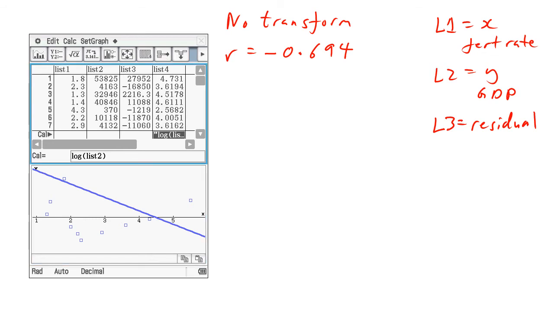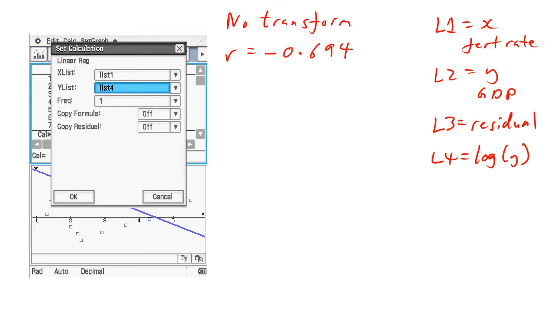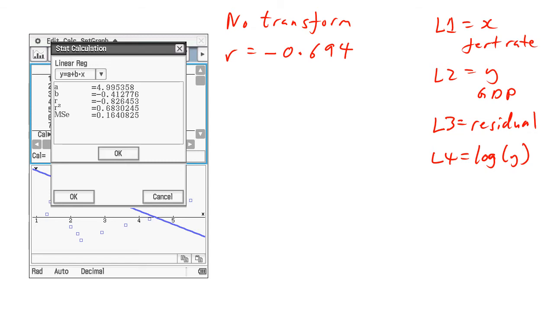All right, so our first transform, if you look here, we click on the bottom of list 4, this cal thing appears, and then you say log of list 2. So list 4 equals log of list 2, which we know from our list here is y. So that's log of y. When you do all that, magically, it does all the calculations for you here. And then you've got to do calc, regression, linear reg, but this time list 1 versus list 4. And if you do that, you get these values here.